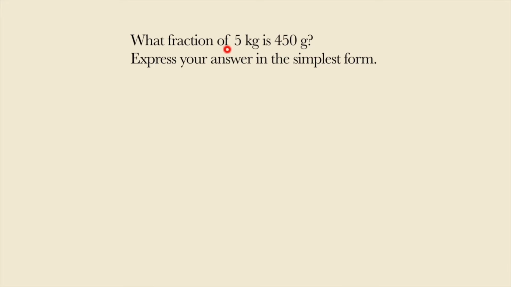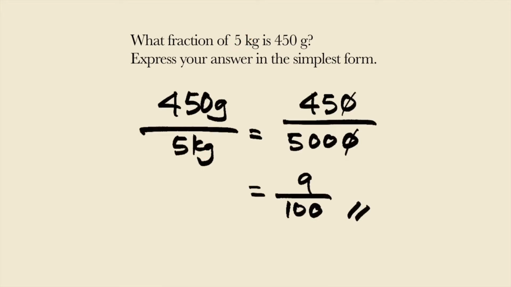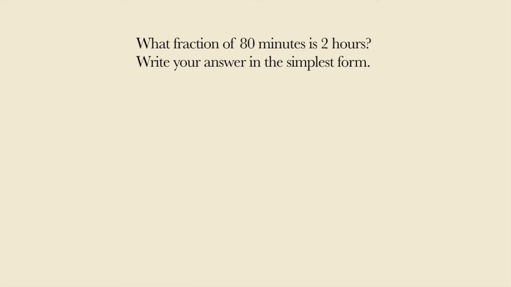So this is written in a different way, but the rule still stands. The word "of" tells you the number on the right side is the denominator. So 450 grams over 5 kilograms, convert both to grams, multiply by 1,000 here. So take away a zero, you get 45 over 500, which you can divide by 5, and you will get this.